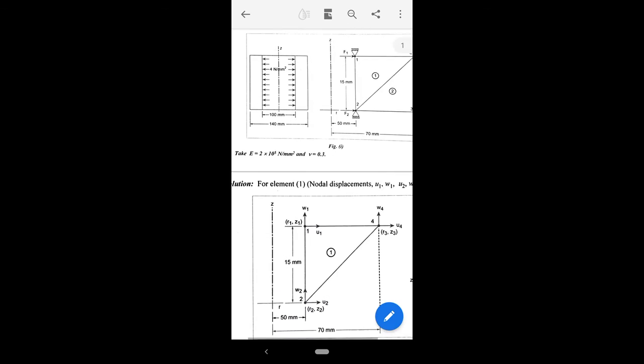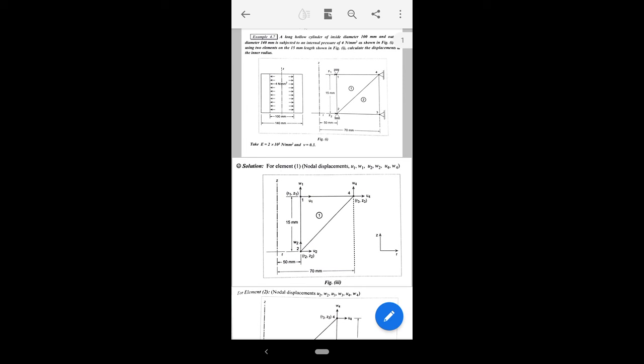Again I explain the first problem. It is one of the examples: a long hollow cylinder of inside diameter 100 and outside diameter 140. We divide it into two parts, that is, two triangular elements. Each triangular element has nodes. You can specify the coordinate values r and z for each node.